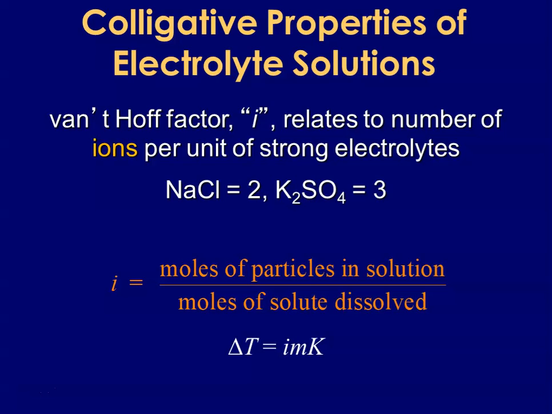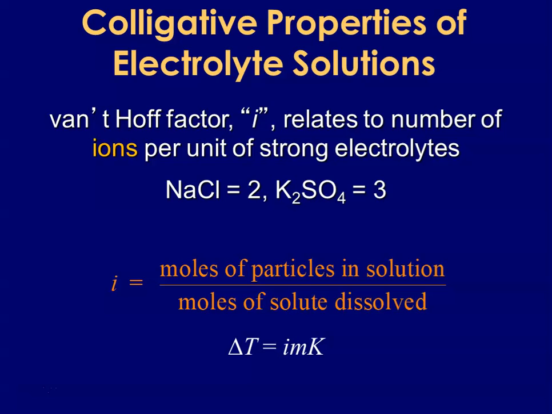In all three of these scenarios, the number of particles is going to influence these very properties: your freezing point, your boiling point, and your vapor pressure. i is known as the van 't Hoff factor, and it's basically telling us how many ions are available based on our strong electrolytes. If you don't have a strong electrolyte, your i would be 1. But NaCl would produce 2 ions in solution. It would produce a sodium ion and a chloride ion, so it would have an i value of 2. Potassium sulfate, sulfate would be one of the ions, potassium would be the other.